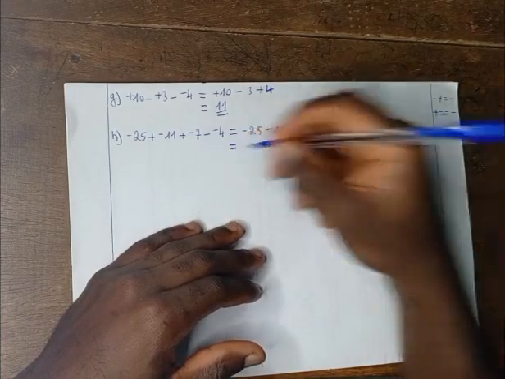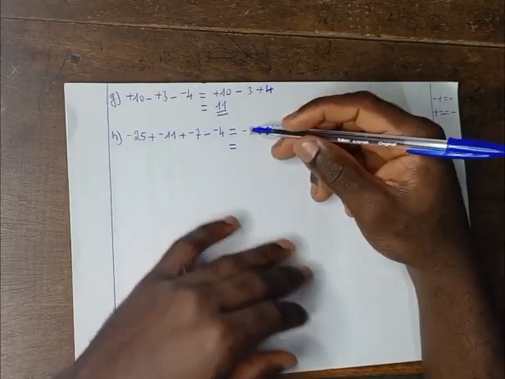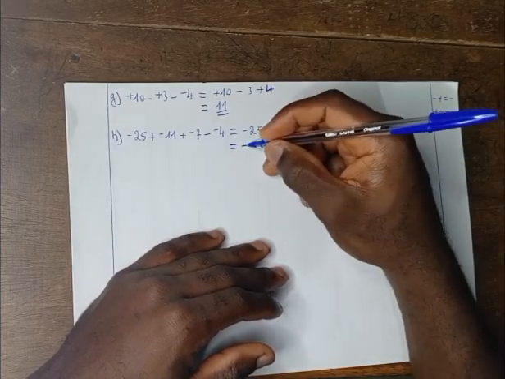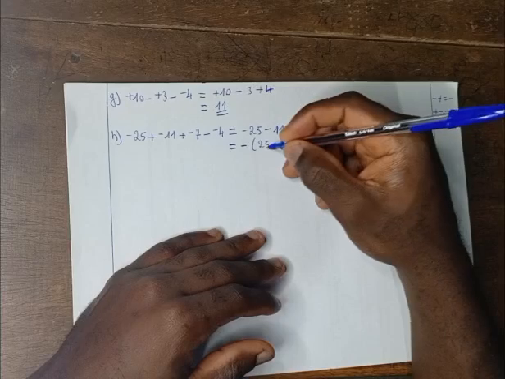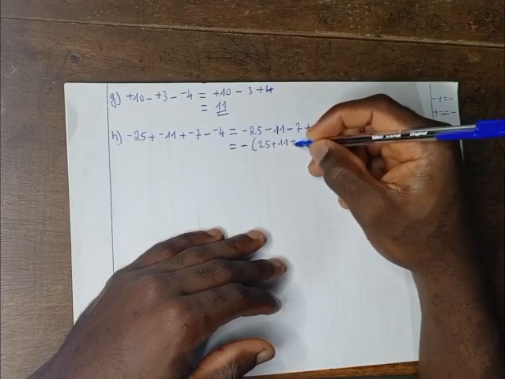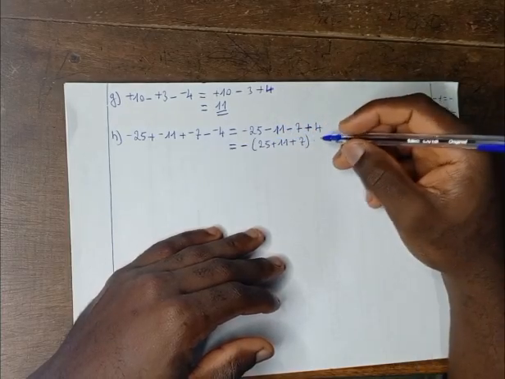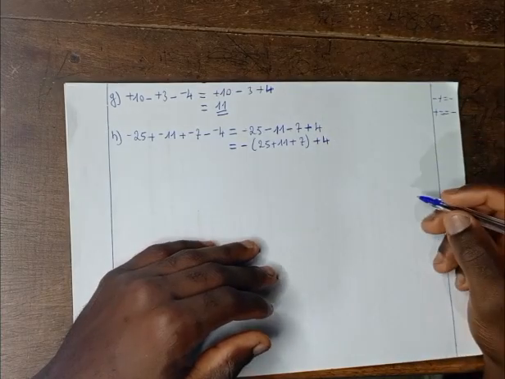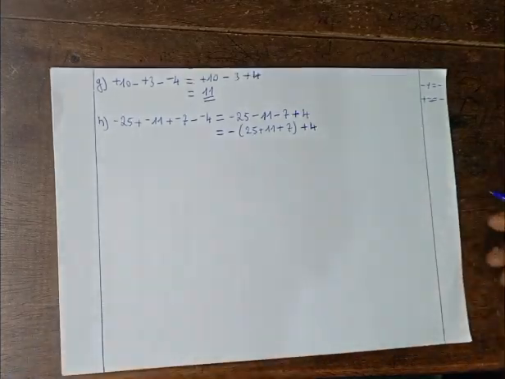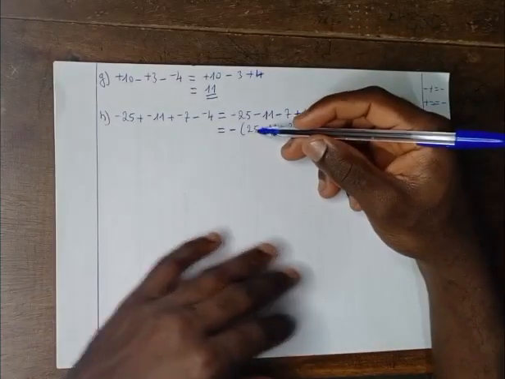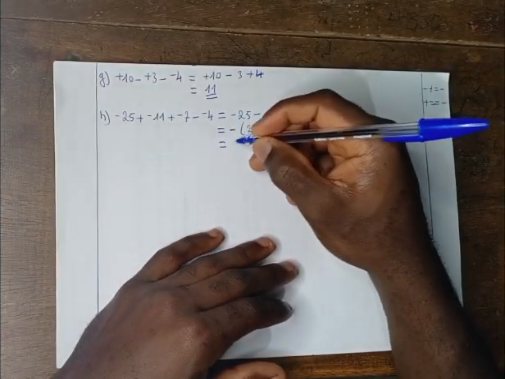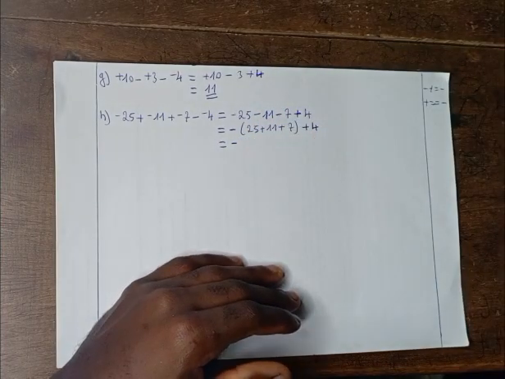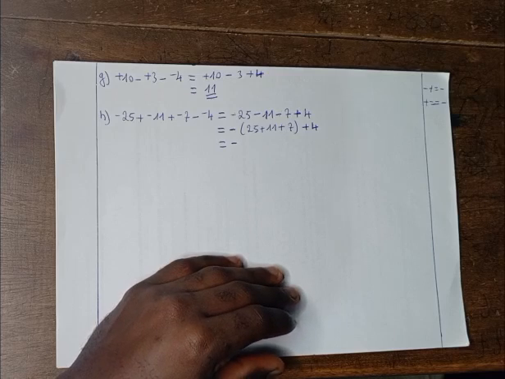Next, we have to simplify. You'll see that these three numbers have the negative sign, so the negative sign is common. We are going to factor out the negative sign. Then we add the three numbers, 25 plus 11 plus 7. Positive 4 will be out because it has a different sign. Next, we are going to add the three numbers. Let's put down our equal to sign with the negative sign in front. 25 plus 11 gives us the number 36.